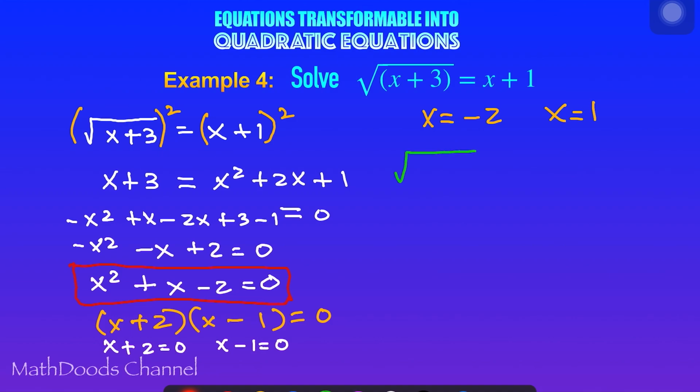Square root of negative 2 plus 3 equals negative 2 plus 1. So ito, positive 1, square root of positive 1 equals negative 1. Oh, wait lang. Ba't ganun?